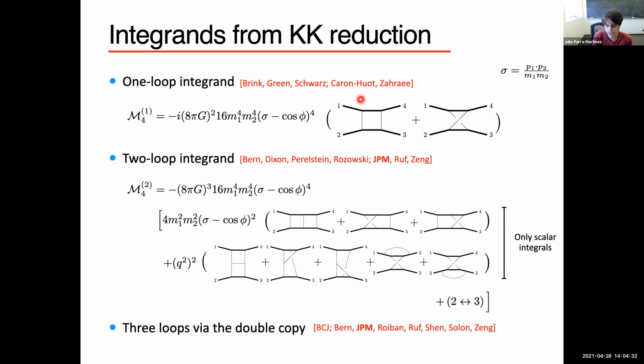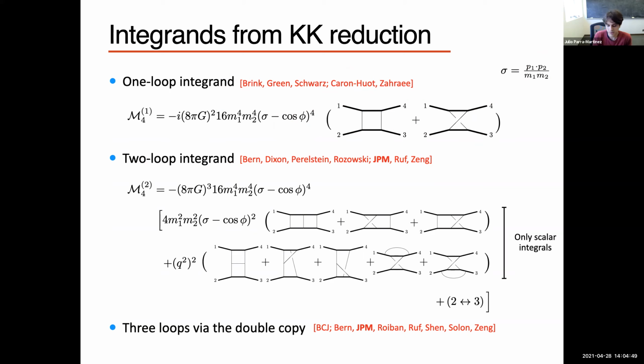And it's very simple. These are just scalar box and cross box integrals. The sigma is essentially a rapidity type variable, and this is the BPS angle that I mentioned. So this is what it looks like. There's no numerator. Similarly, at 2 loops, the massless integrand was known from the 90s.